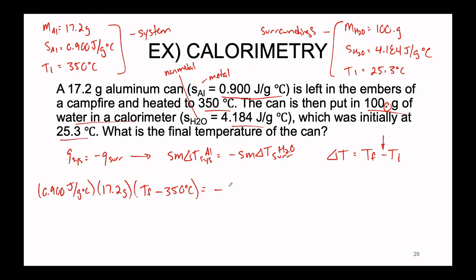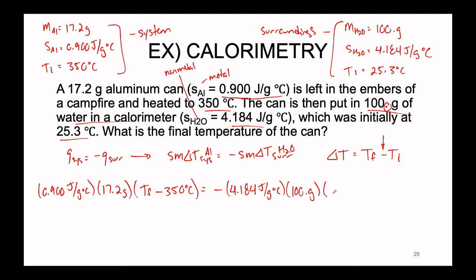All right, so we have a negative 4.184 joules per gram degree Celsius for the specific heat of our water, 100 grams for our mass. Do we have a TF? It doesn't appear as though we have a TF. How puzzling. And here's where it's important to remember what it is that we're studying here.